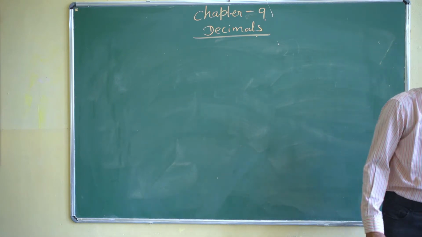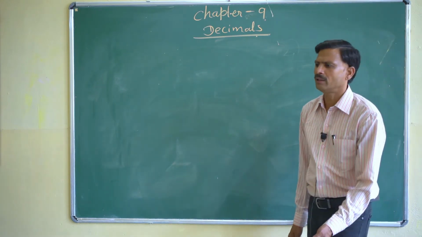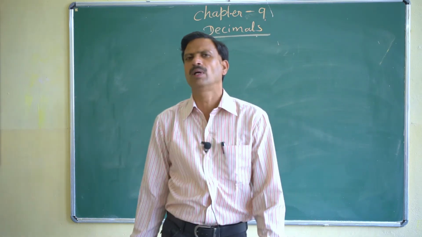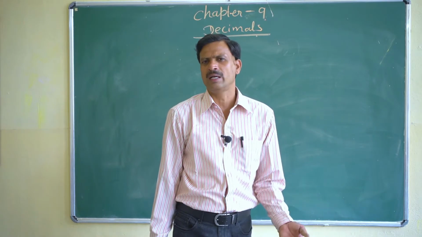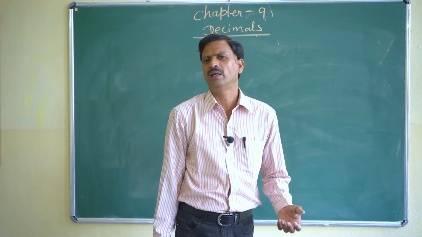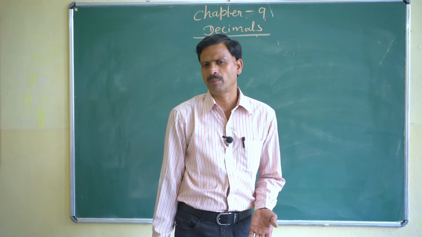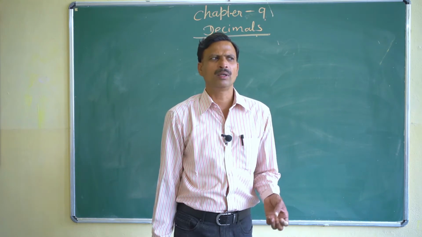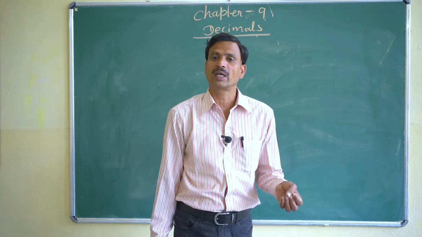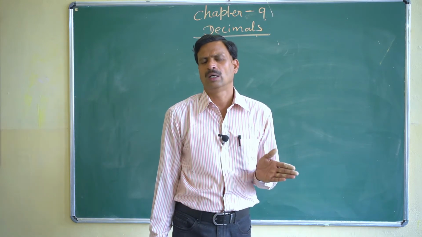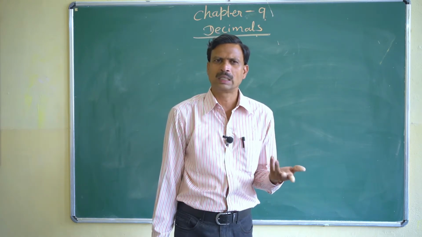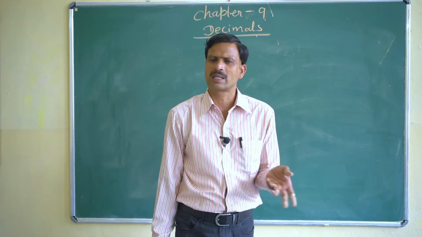Now, as we add general numbers, whole numbers, natural numbers, integers, in the same way we can add, subtract, multiply, and divide decimal numbers also. And also we can arrange decimal numbers in a particular order, increasing order or decreasing order, meaning ascending and descending order.